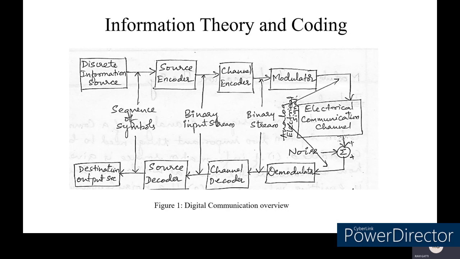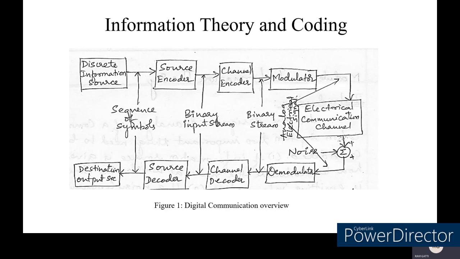So the primary block diagram of this digital communication system starts with a discrete information source. This discrete information source will generate data, and it has to be transmitted from source to destination. When we want to do the data transmission from source to destination, it is necessary for us to convert the information generated at the source into a form suitable so that it can be successfully transmitted from source to destination.